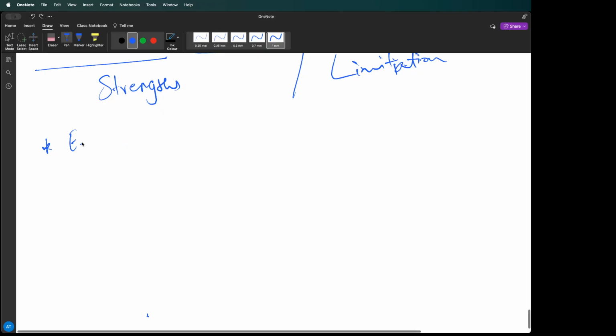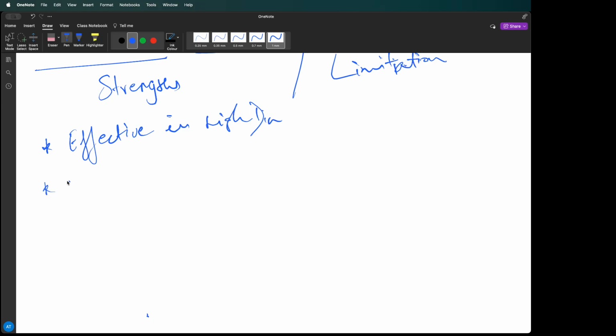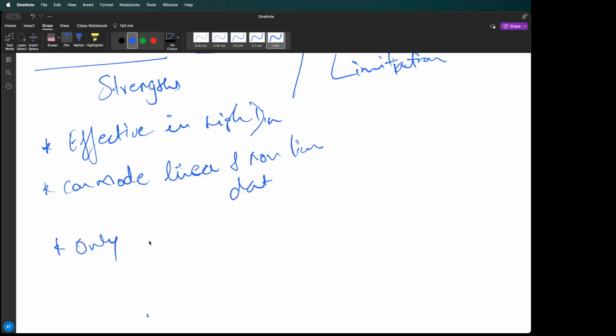So, strengths: effective in high dimension. It can work for both linear and non-linear data sets. It can model both linear and non-linear data. Only support vectors define the model.